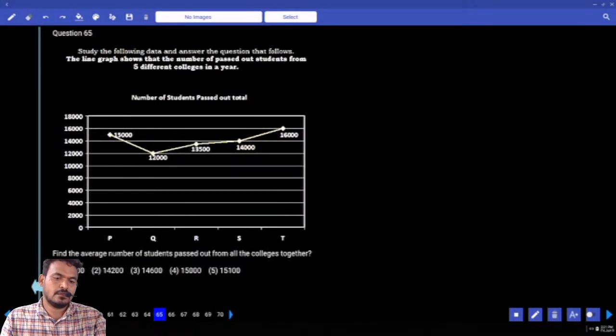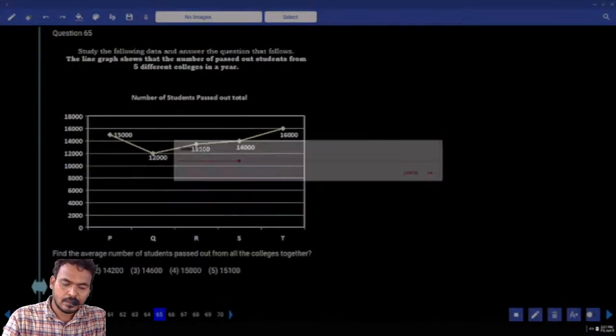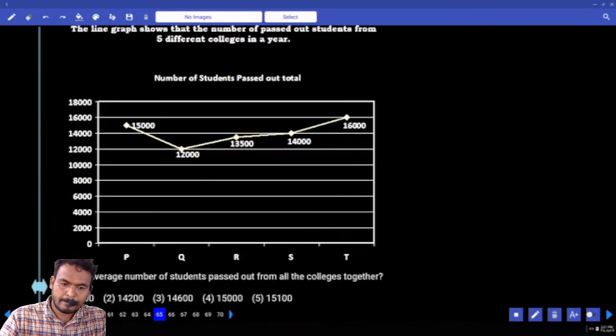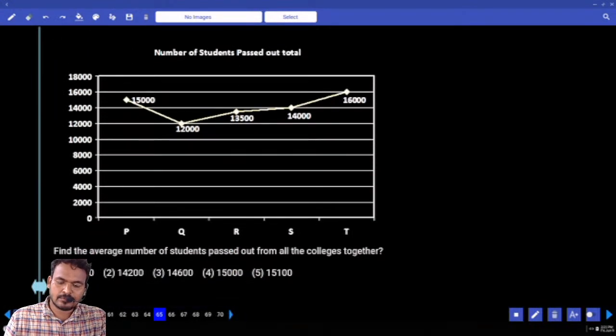Find the line graph shows the number of passed out students from 5 different colleges in a year. Number of students passed out of the total. For the first question, find the average number of students passed out from all the colleges together. We required average value of all the colleges.